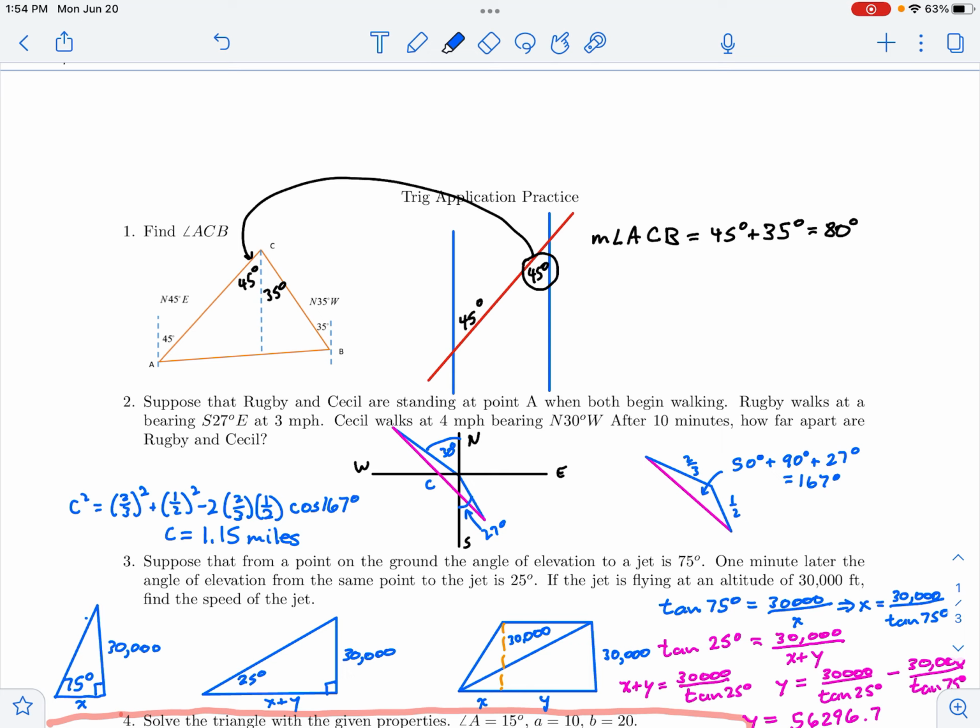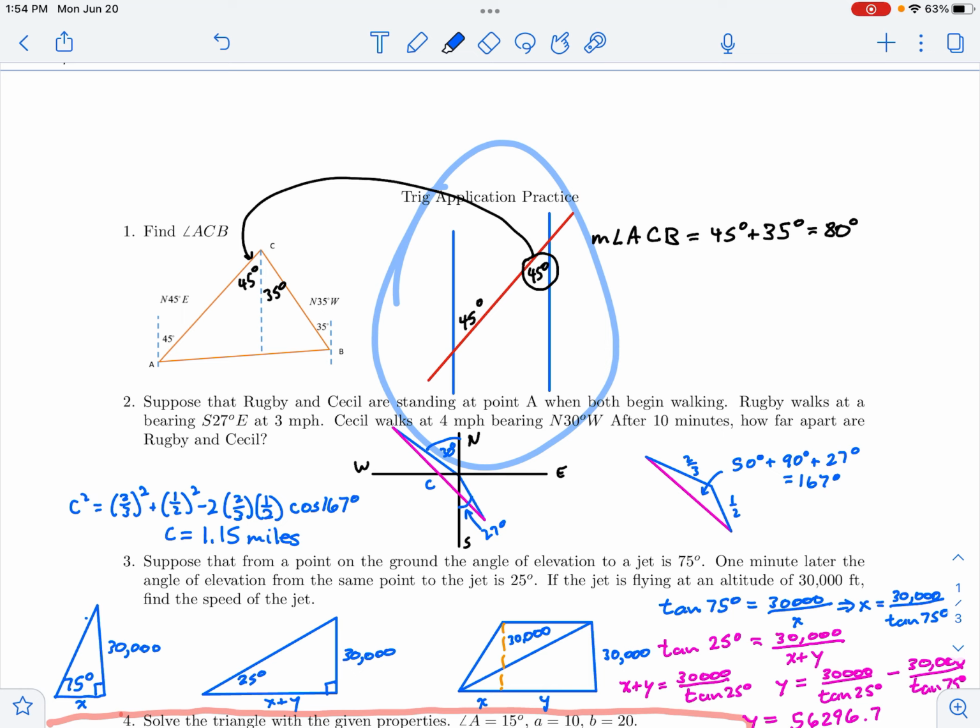But if you view this line as parallel to this one, what you've got here are two lines cut by a transversal. And I've drawn that out over here. And if you look at it that way, then you remember that alternate interior angles are congruent. So that tells you that this angle here is 45 degrees, and likewise this angle would be 35 degrees, because this line and this line are parallel.